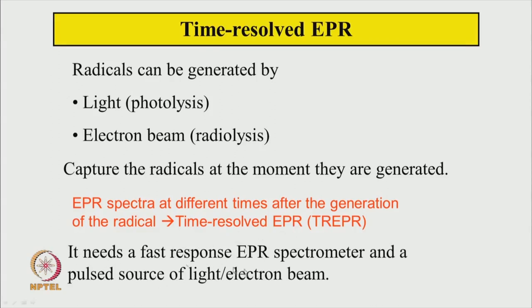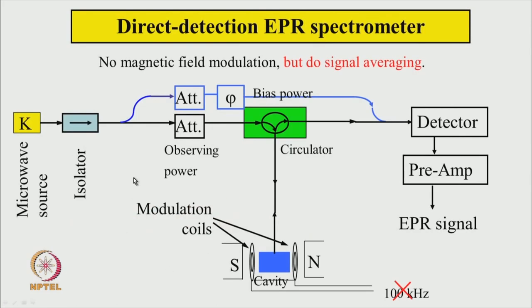Naturally, it needs a fast response EPR spectrometer and a pulsed source of light or electrons, because we have to compete with the reaction of the radical. This is the one I mentioned earlier: we use a direct detection EPR spectrometer and do not use the field modulation technique, simply taking the output from the preamplifier. But to improve the signal to noise ratio, we do signal averaging.